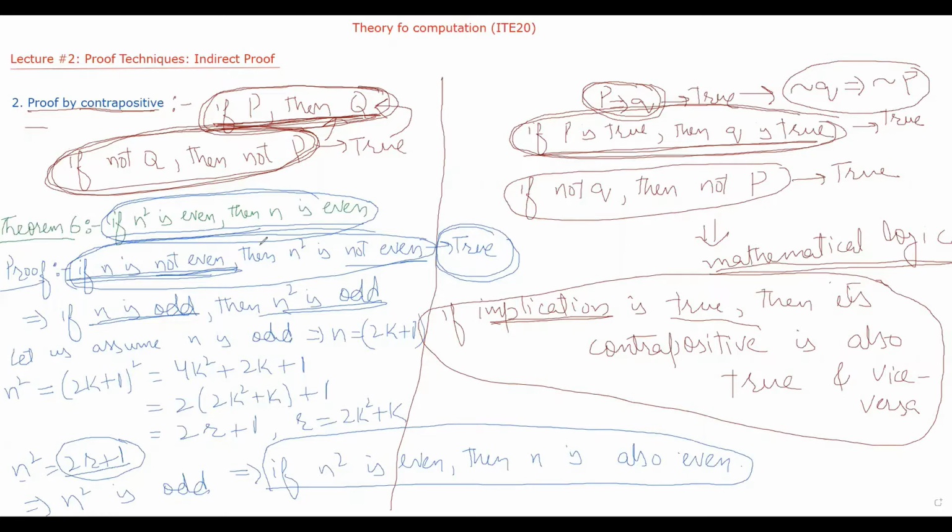So let me summarize what we did in today's lecture. In today's lecture, we discussed the different proof techniques. The first thing that we discussed is what is a theorem. The second thing we discussed: what do you understand by a proof? Then the third, we started with the proof techniques. The first technique that we discussed is the direct proof.